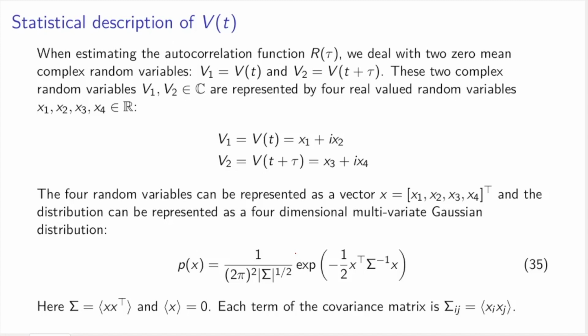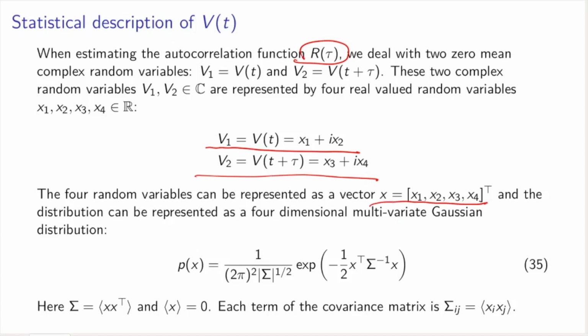Let us now define scattered complex voltage as a multivariate normal random variable. Because we are interested in estimating the autocorrelation function of scattered complex voltage, we'll need 4 random variables for the real and imaginary components of complex voltage measured at 2 times, t and t plus tau. We will denote these random variables using x1, x2, x3, and x4. These are real valued normal random variables. We then stack these random variables into a column vector x.